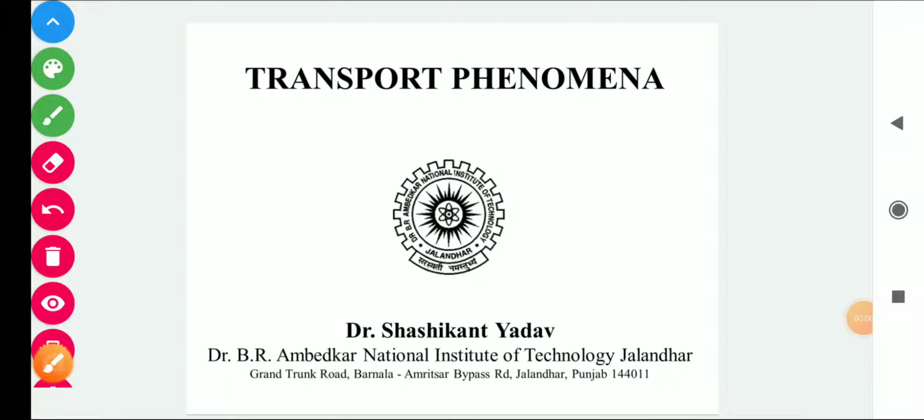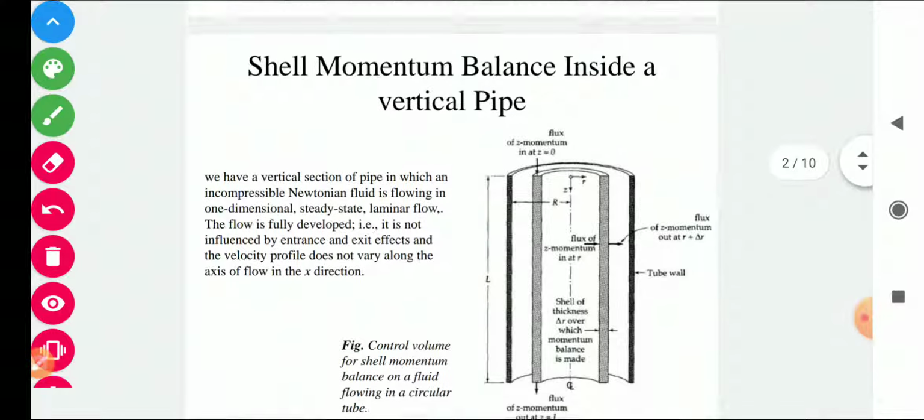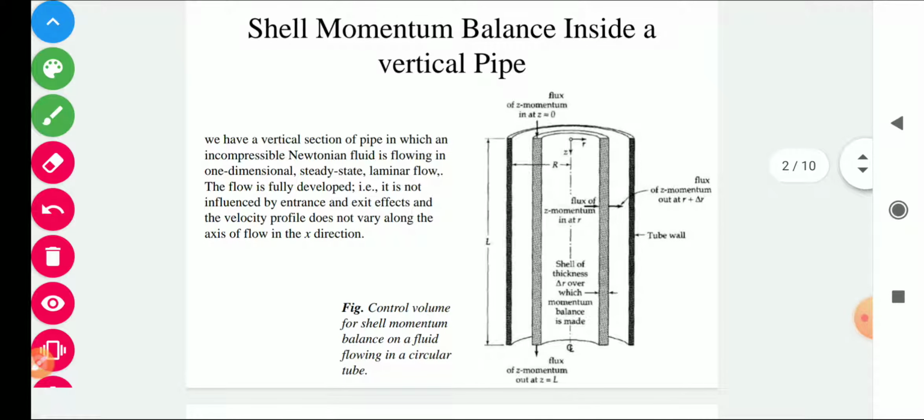In the last class, we applied a momentum balance on a fluid flowing through a horizontal pipe. In this class we will take a similar example, but the pipe is vertically placed, in which fluid is flowing from the upward direction to the downward direction. It means the fluid is moving in the z direction.